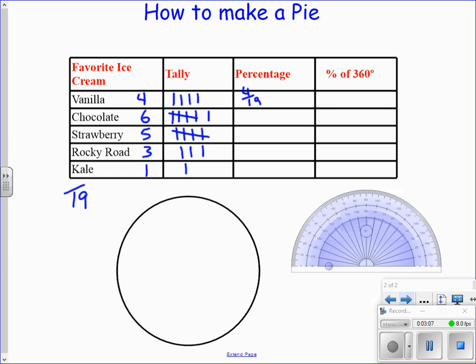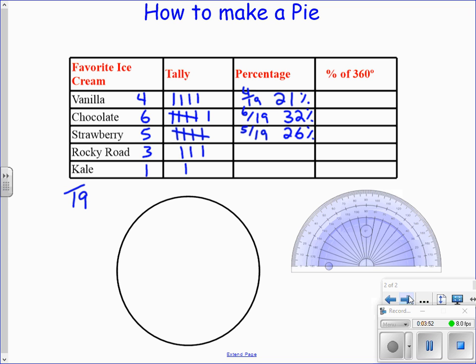So you could take your calculator and do 4 divided by 19. It'll give you a decimal at 0.21. So that's 21%. I'm going to round off the percentages to the nearest whole number. Chocolate is 6 out of 19, so 6 divided by 19 is 31.57%, so I'm going to say 32%. That's 6/19. Strawberry is 5/19. So again, 5 divided by 19 equals 0.263, so that's 26%.